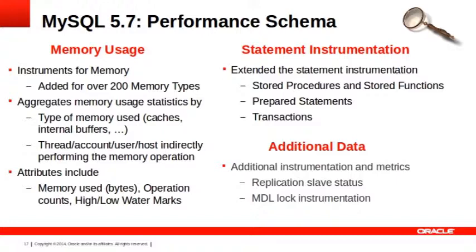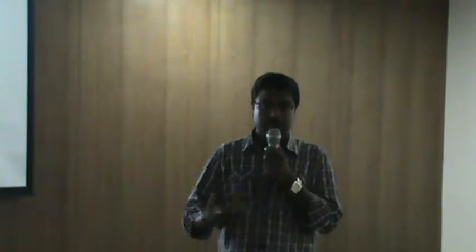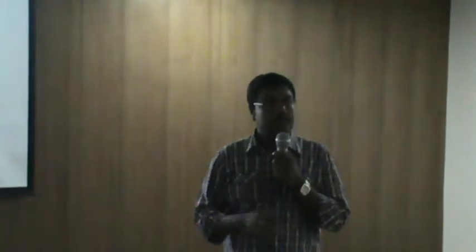So what changes do we have in the 5.7 performance schema? We have instrumentation for memory, added for over 200 memory types. For every different operation, we have a different kind of memory handler: for event, for session, for memory allocation, for index, whatever operation is possible, there is a different type of memory allocation. So we have come up with 200 memory types, with different memory allocation and deallocation rules for every operation.